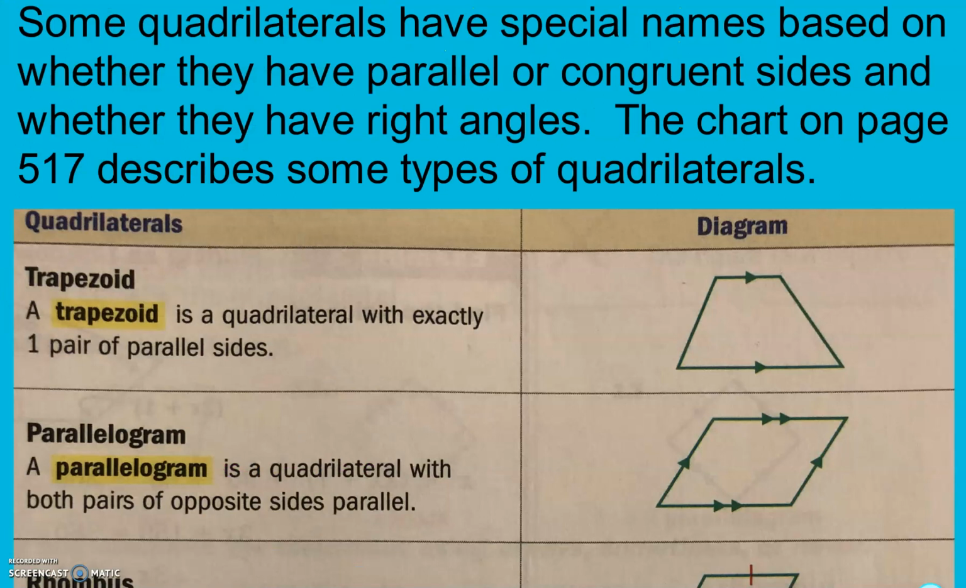Some quadrilaterals have special names based on whether they have parallel or congruent sides. Remember, quadrilaterals have 4 sides, and whether or not they have right angles. The chart on page 517 describes some types of quadrilaterals. So a trapezoid is a quadrilateral with exactly 1 pair of parallel sides. Here it's the top and the bottom.